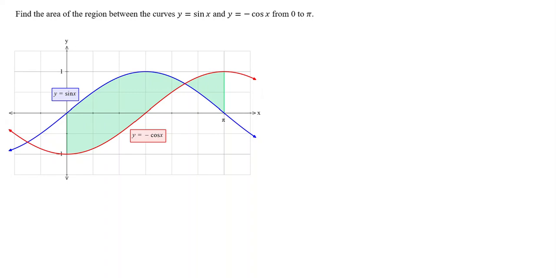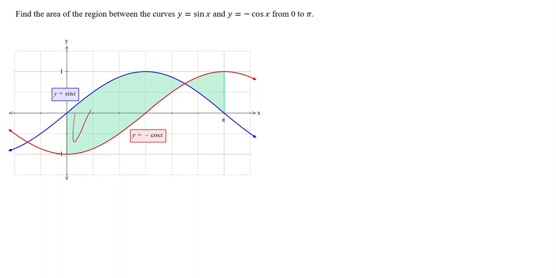So for this question, we're going to find the area between the curves of y equals sin x and y equals negative cos x from 0 to pi. The difference between this question and some of the other ones we did is that there's going to be a point where the top function will become the bottom function, right? So they'll just flip.